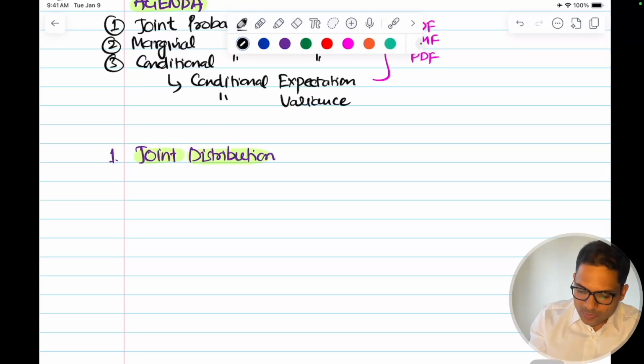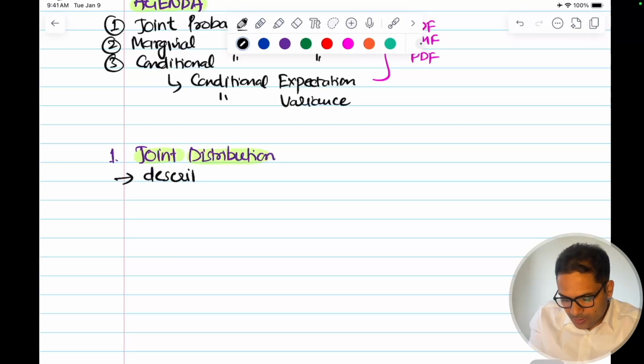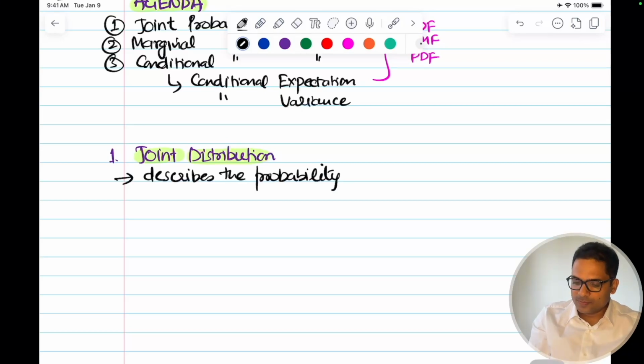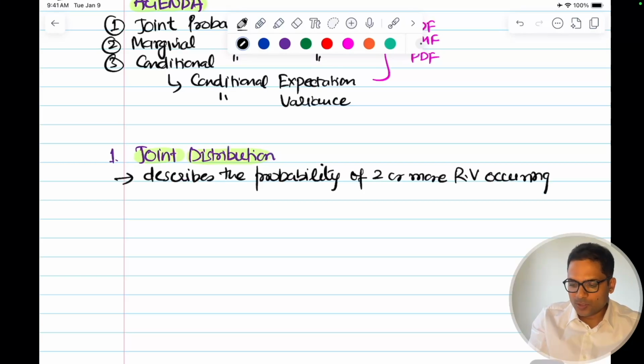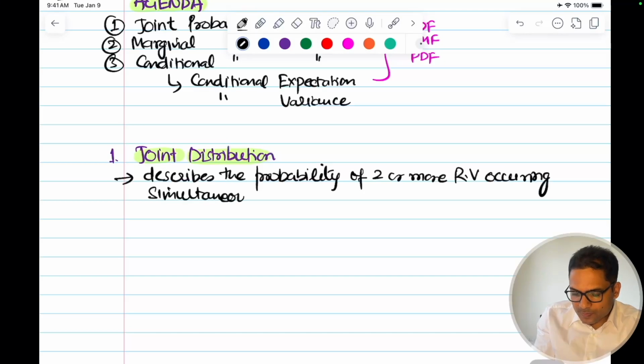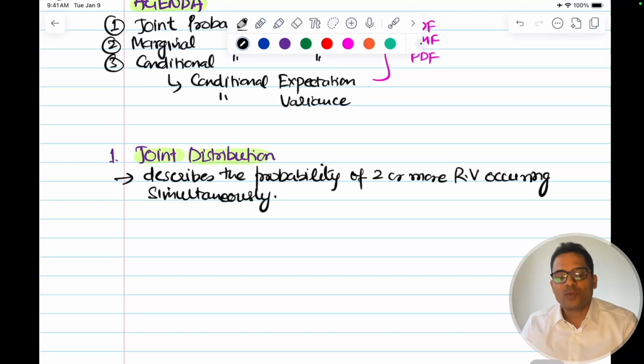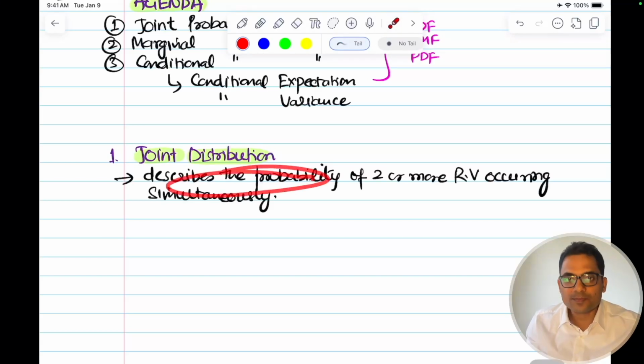Okay, so this is the probability. This function describes the probability of two or more random variables (RV is a random variable) occurring together or simultaneously. Okay, this is what it gives me.